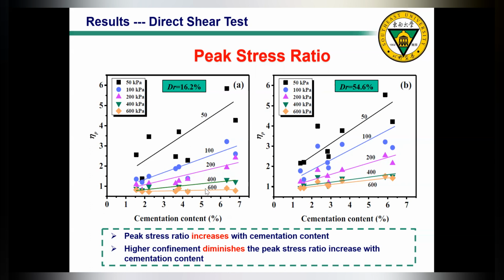However, at 600 kPa normal stress, with increasing cementation content, the improvement in peak stress ratio is not that significant, right? So this diminishing effect is obvious. And finally, it seems the initial density does not have an obvious impact on the peak stress ratio.